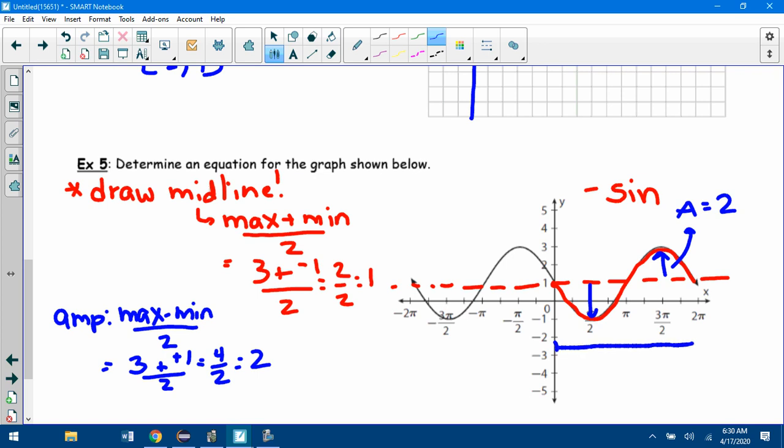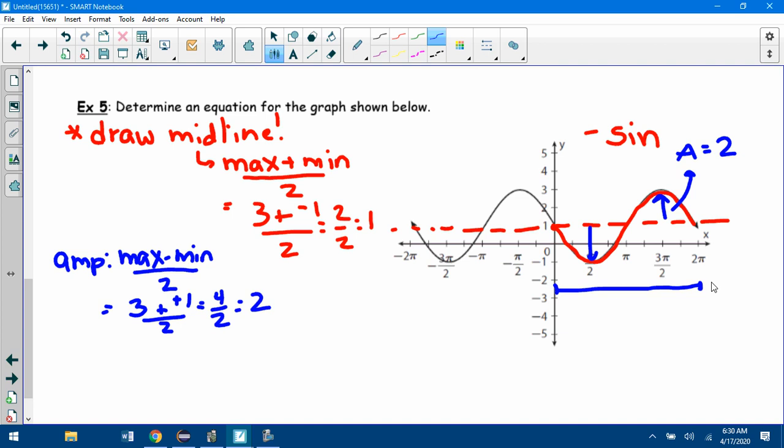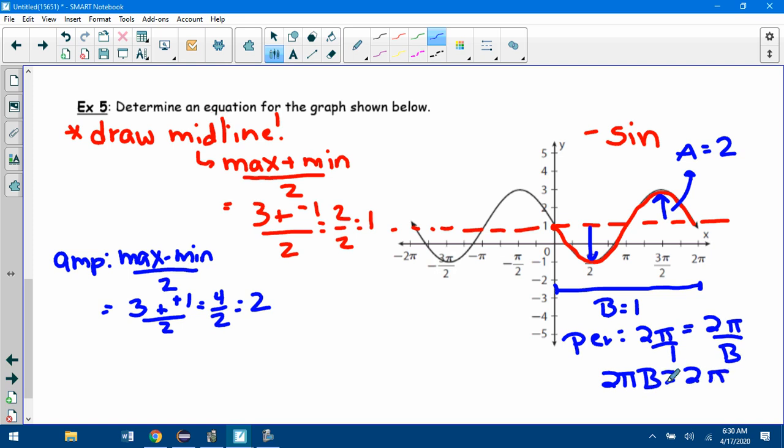There's one cycle. So you can get b in two ways in this one. How many cycles are there between 0 and 2 pi? There's 1. So b is 1. If you'd rather look at it in terms of period, because you can't always use this, the period is 2 pi, because one cycle ends at 2 pi. So set that equal to 2 pi over b, and when you cross multiply, you're going to get 2 pi b equals 2 pi. So obviously b is 1.